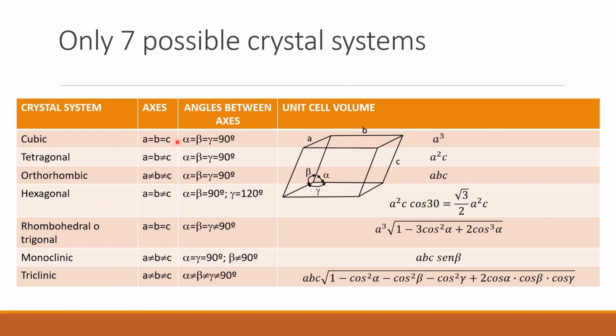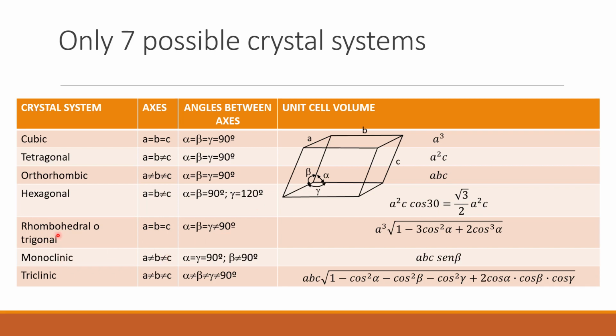So for the cubic crystal, all the axes are equal and all the angles are not only equal but 90 degrees. In the case of the tetragonal, then we have an axis which is different, which is C. Still, the three angles are the same, 90 degrees. In the orthorhombic, angles are preserved, but three axes are different. Hexagonal, A equals B, but not C, and two angles are 90, and gamma, the third angle, is 120.